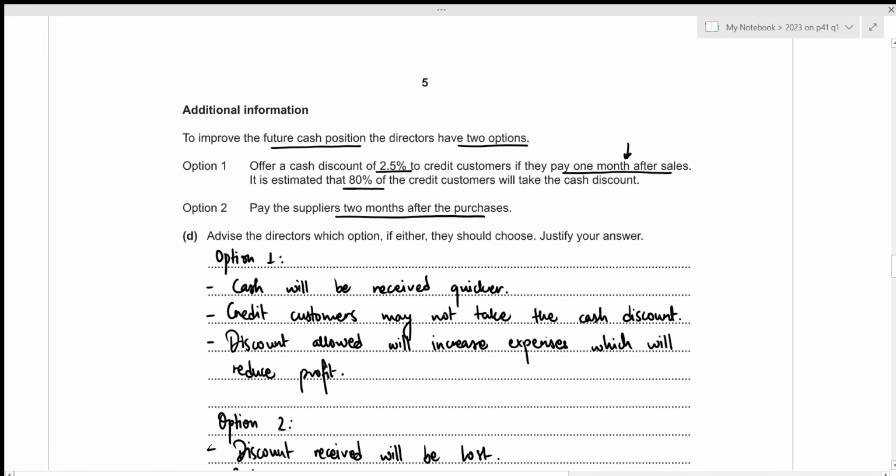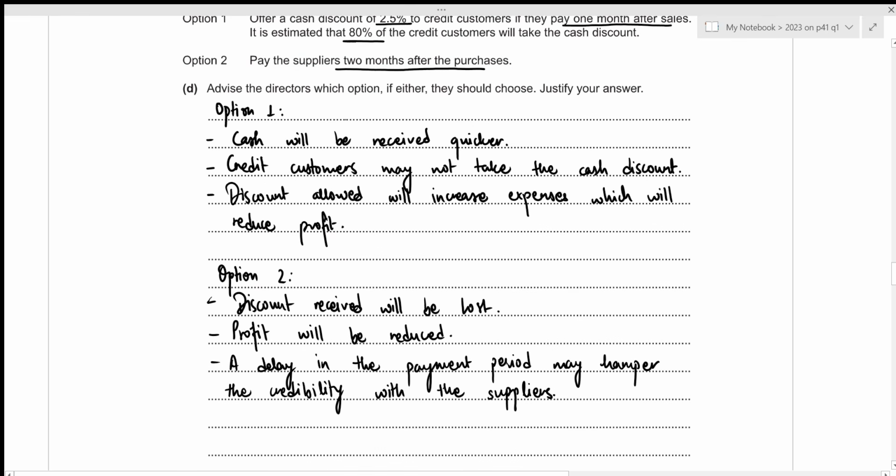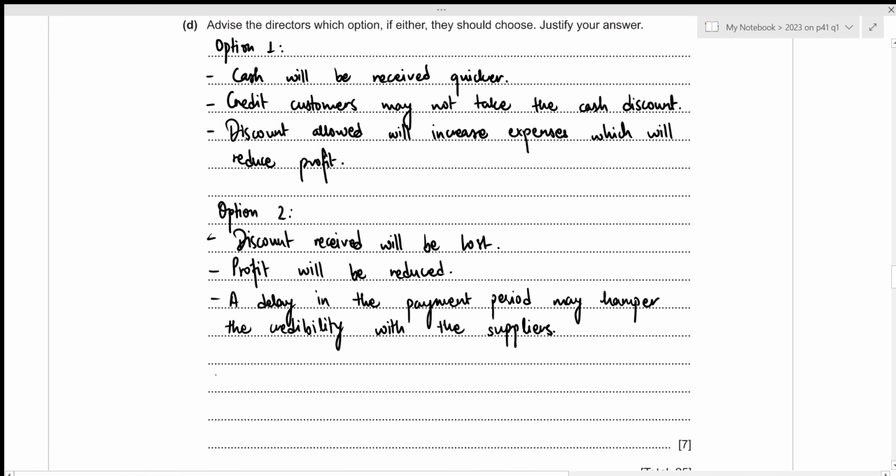Okay, now we need to make a decision, and the decision should be made such that we can improve the future cash position. So I would suggest the directors to choose option 2 because cash will be held for a further month within the company, so that might improve the liquidity position of the company. And I'll not go with option 1 because we do not know whether or not the credit customers might be inclined to pay quicker just by offering a cash discount of 2.5%. So we have no basis on whether or not the cash will be coming in quicker into the business. That's why I'll be siding with option 2.